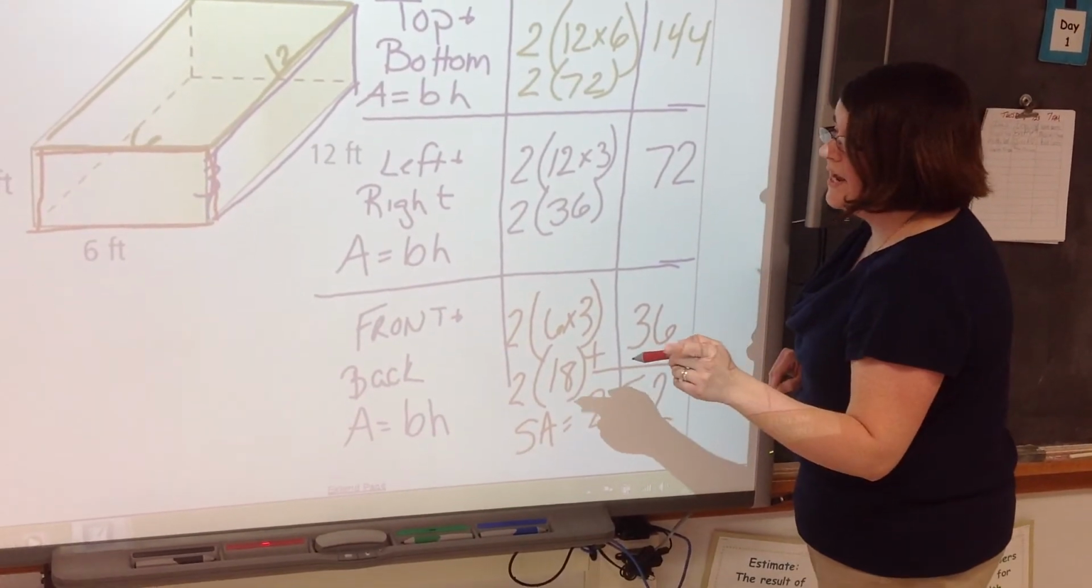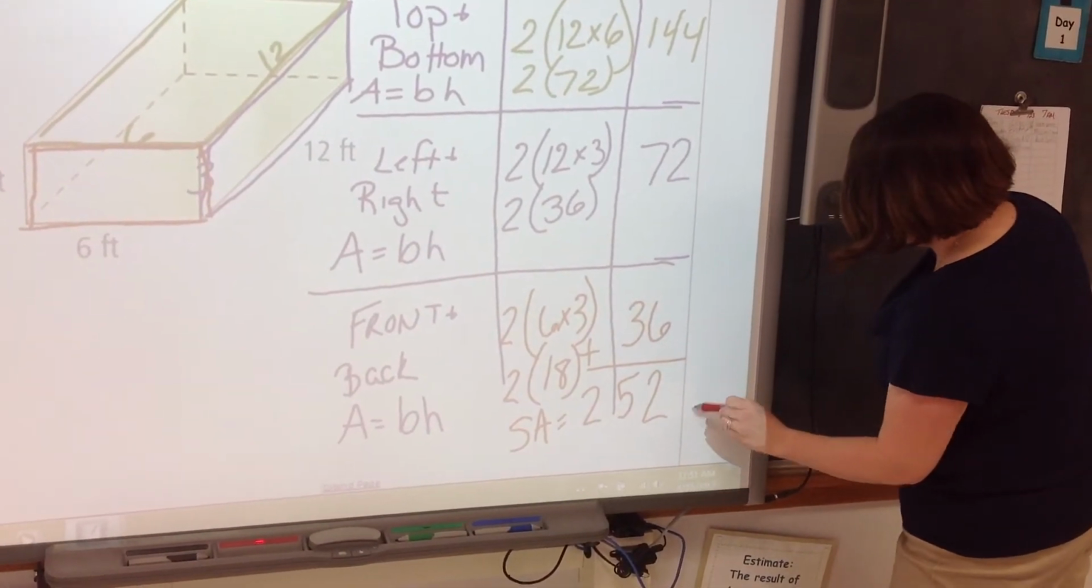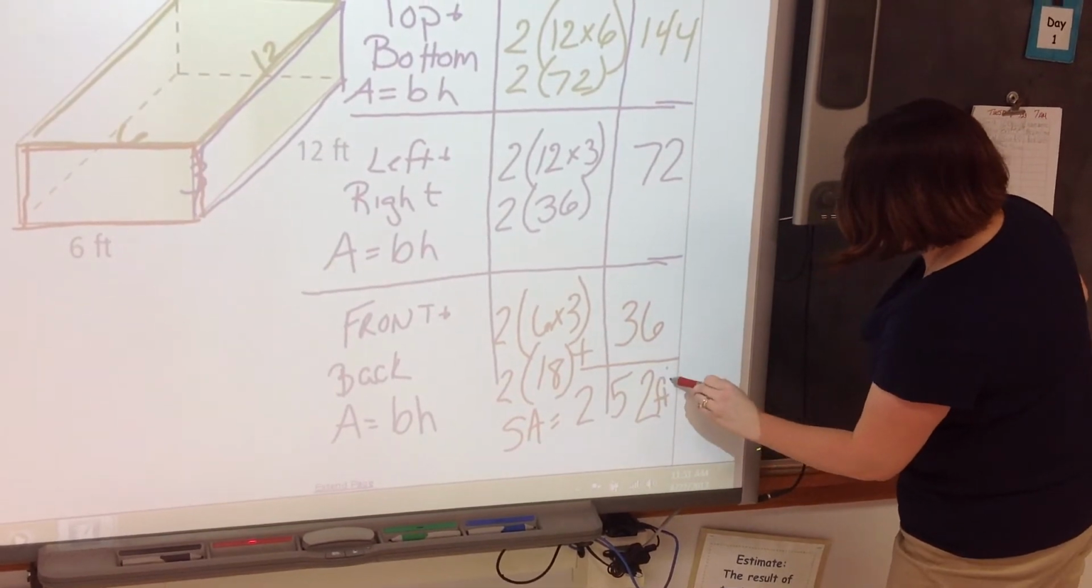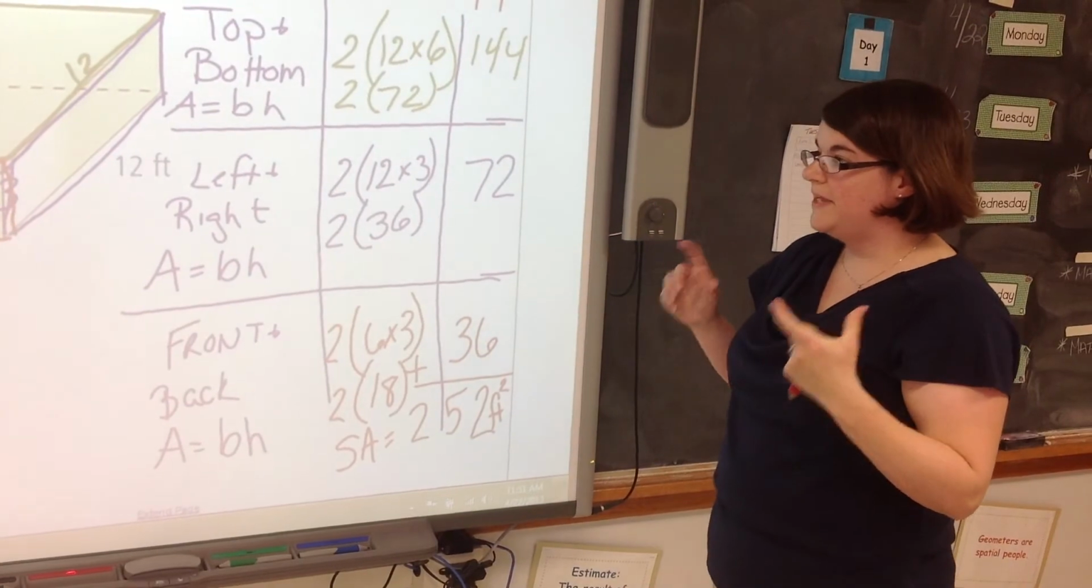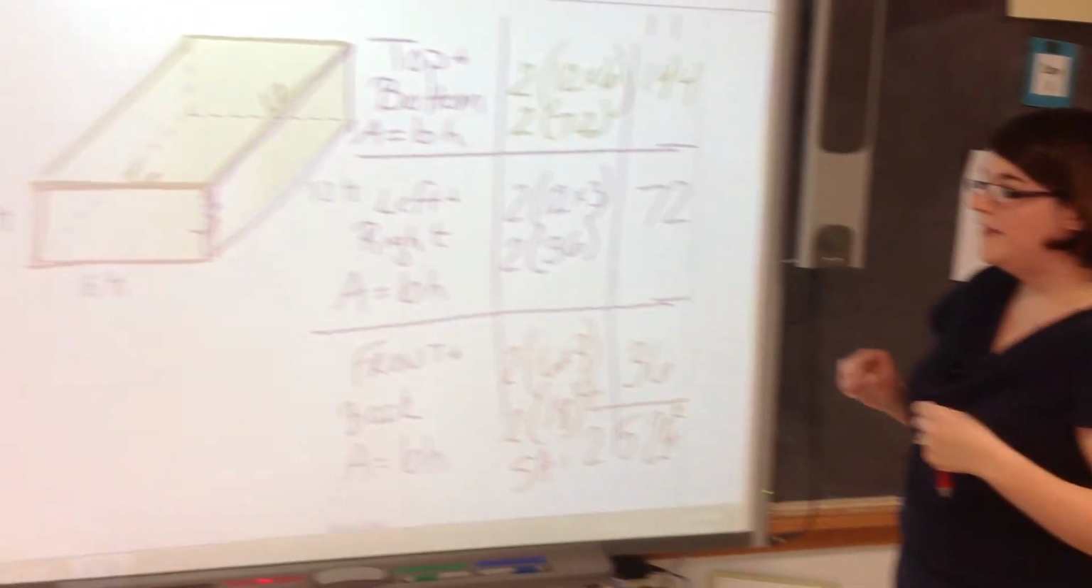And since we're talking area, this is feet squared. So again, you want to find the area of each piece and then add it together.